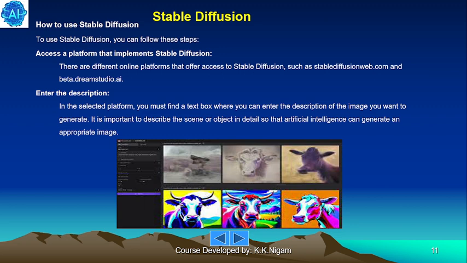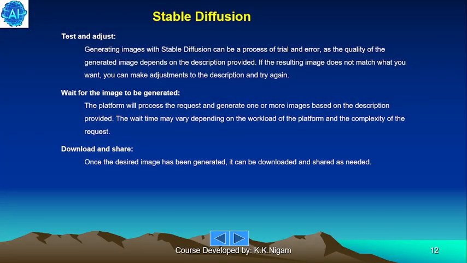It is important to describe the scene or object in detail so that artificial intelligence can generate an appropriate image. Test and adjust. Generating images with Stable Diffusion can be a process of trial and error, as the quality of the generated image depends on the description provided. If the resulting image does not match what you want, you can make adjustments to the description and try again.